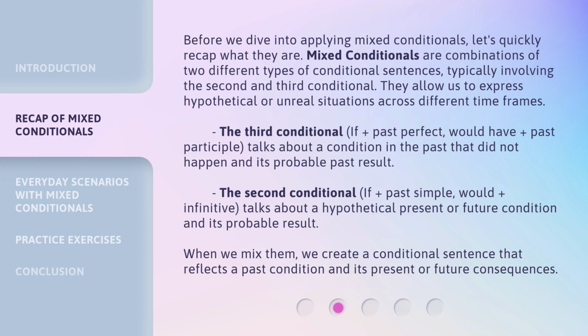The third conditional, if plus past perfect, would have plus past participle, talks about a condition in the past that did not happen and its probable past result. The second conditional, if plus past simple, would plus infinitive, talks about a hypothetical present or future condition and its probable result. When we mix them, we create a conditional sentence that reflects a past condition and its present or future consequences.